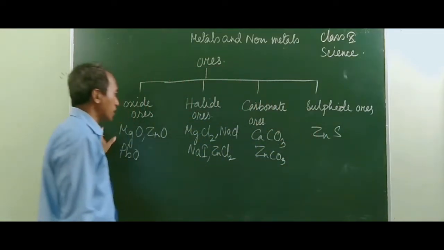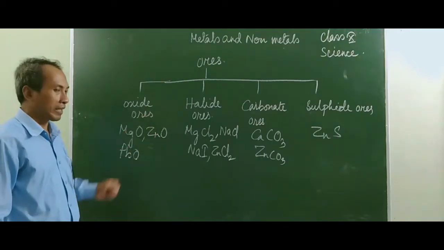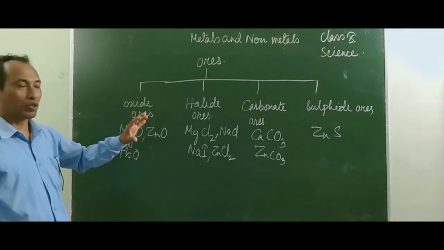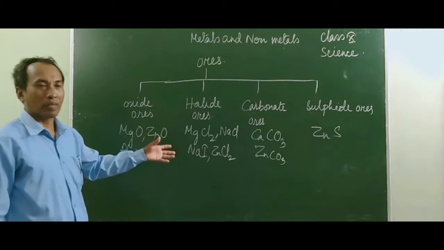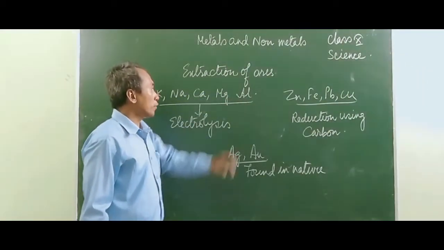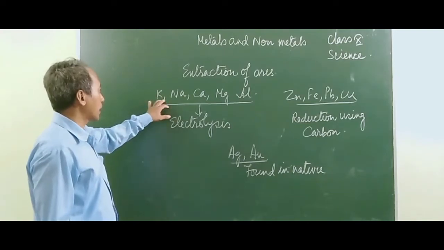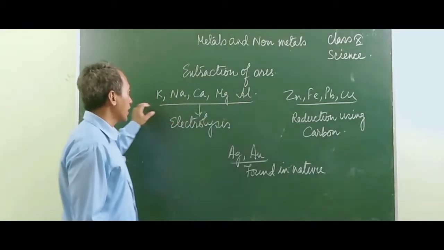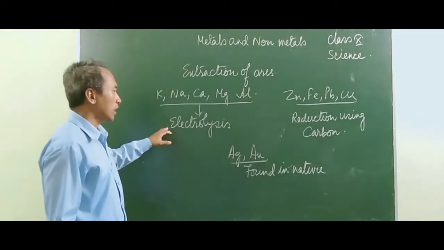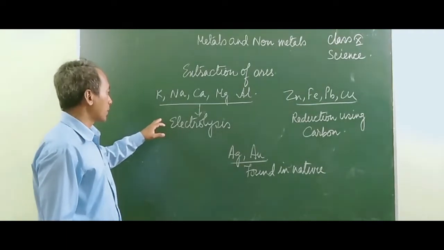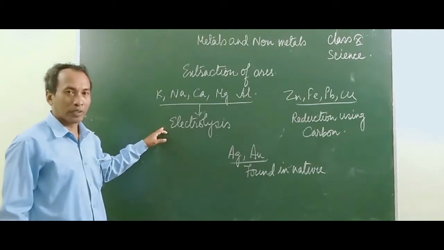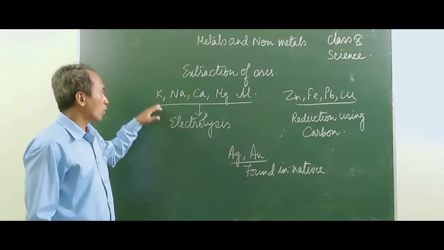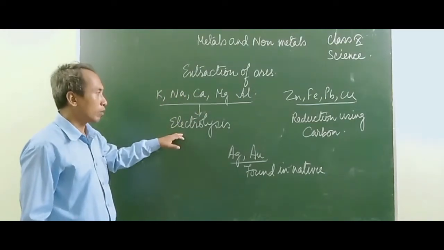Now all these ores can be extracted by different methods. We are going to study the different methods by which metals are extracted from their ores. According to your textbook, potassium, sodium, calcium, magnesium, aluminum are very reactive metals, and these reactive metals can be extracted only by the method of electrolysis. The method of electrolysis involves cathode and anode, that is, using electric current, for extraction. All these metals can be extracted from their ores.